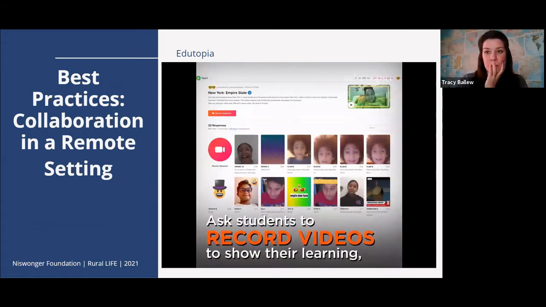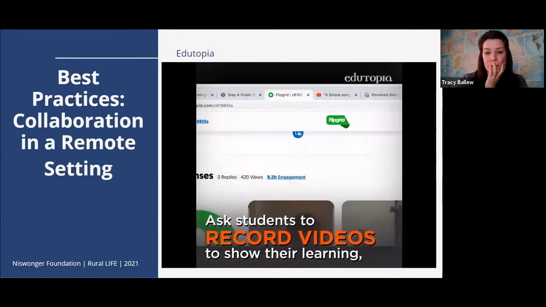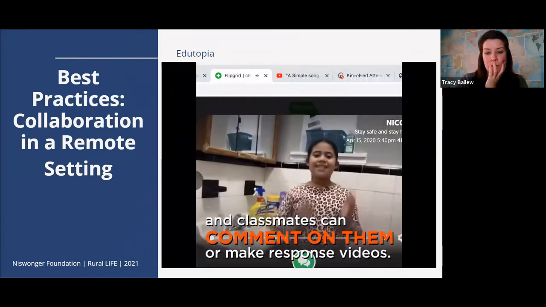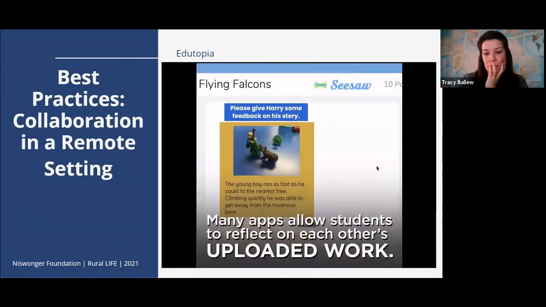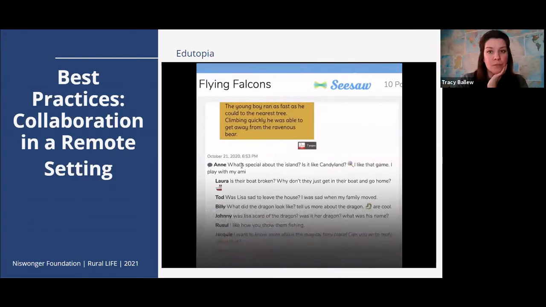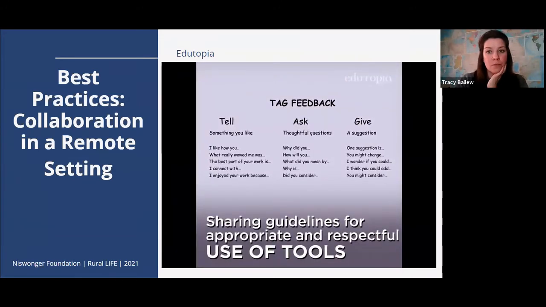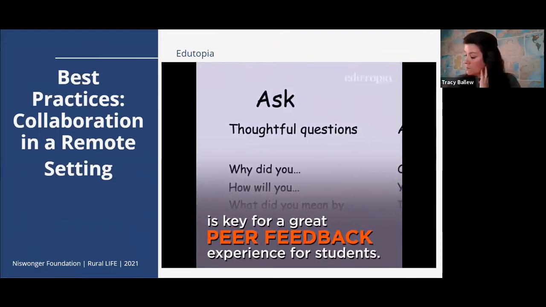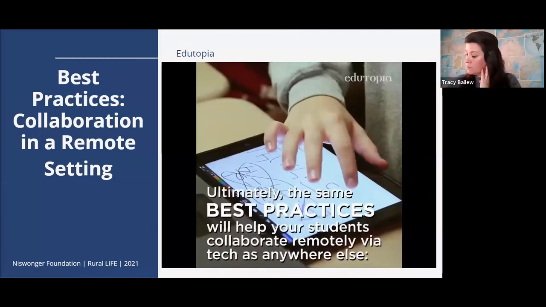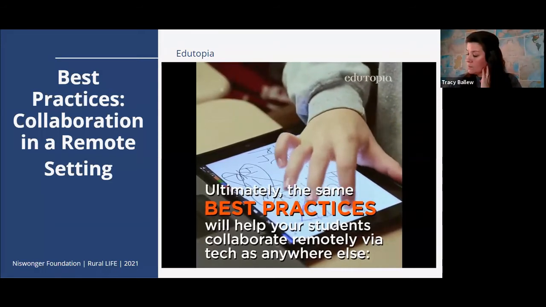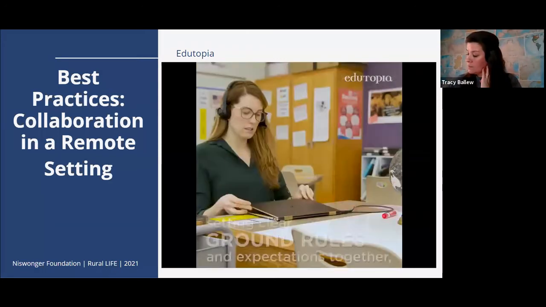Ask students to record videos to show their learning with a popular tool like Flipgrid, and classmates can comment on them or make response videos. Many apps allow students to reflect on each other's uploaded work, like Seesaw. Sharing guidelines for appropriate and respectful use of tools like this is key for a great peer feedback experience for students.